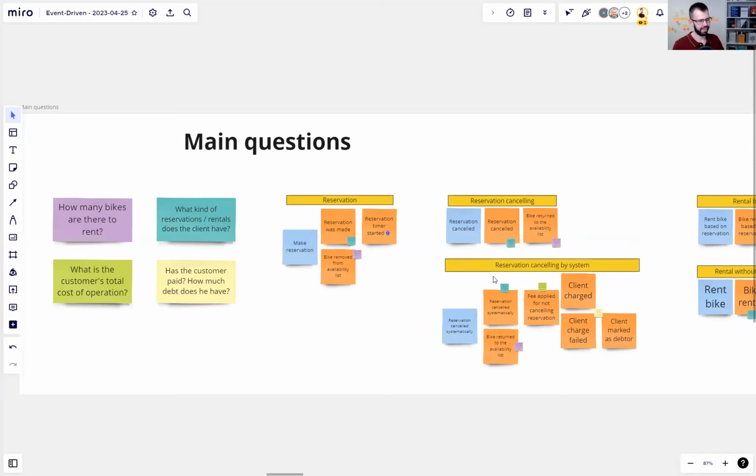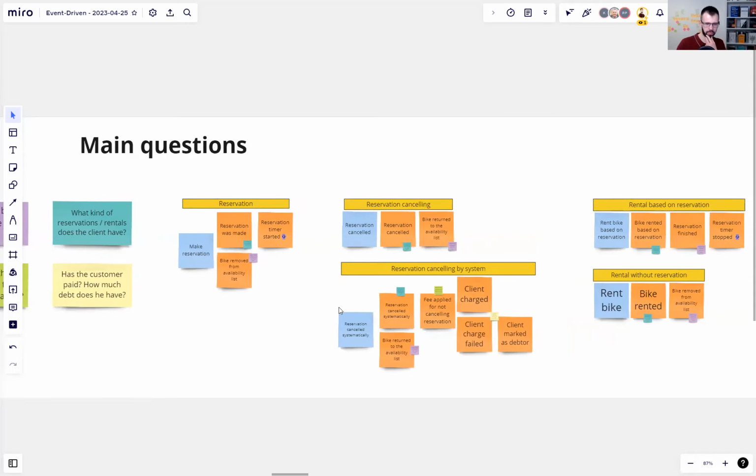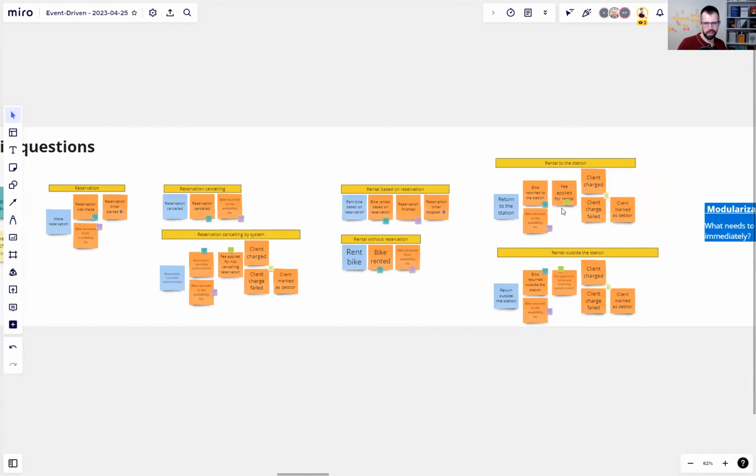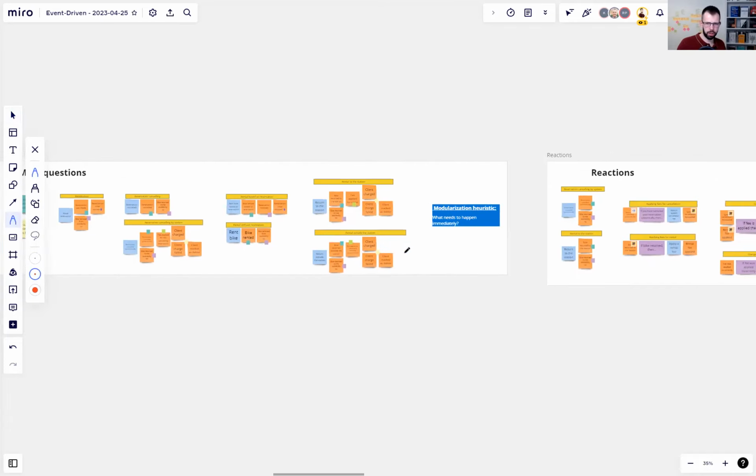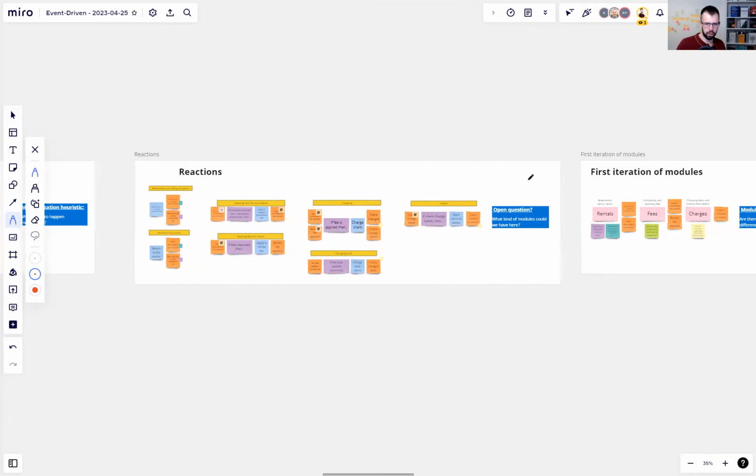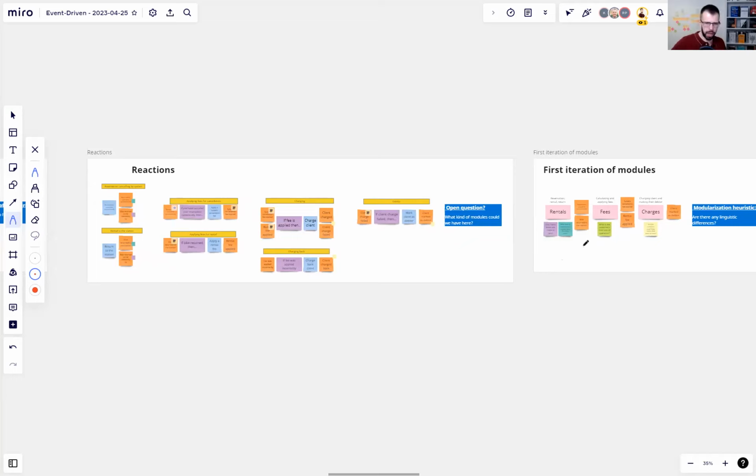When do you start to think about business rules, like those decisions after commands? Do you consider them also in this process, or leave it for some other session? Yeah, it's a very good question. Usually I do it in the meantime. So probably I do it just after these reactions. Maybe after, maybe before the modularization.